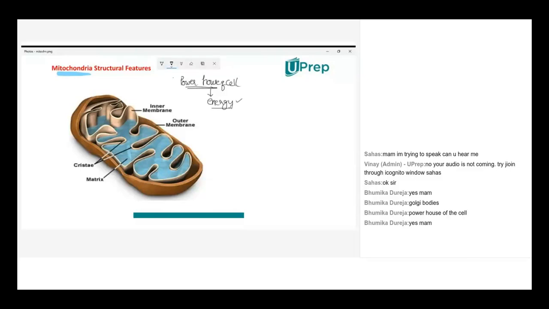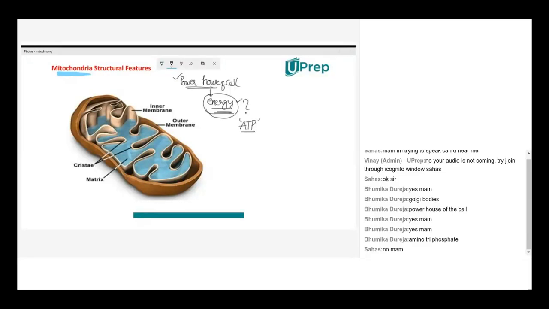Now when you take the energy term, usually the energy in cell will be designated as ATP. Have you heard this word earlier, anyone of you? ATP. Sahas, do you have any idea about ATP abbreviation? No. Okay, fine. That's okay. Adenosine triphosphate. It's adenosine, Bhumika. Adenosine triphosphate. Now, adenosine is nothing but a nitrogenous base. So, what's the importance of this ATP? That we are going to see.